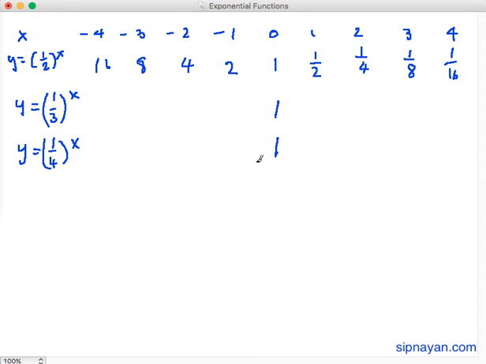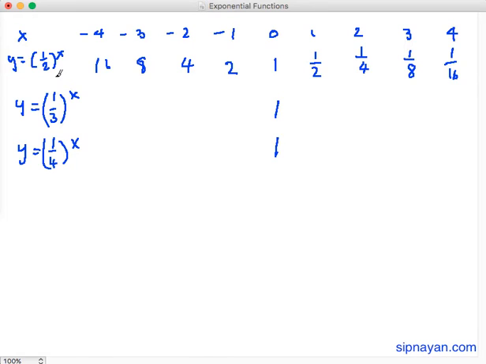Ano bang pagkakaiba ng 1/3 raised to x dun sa 1/2 raised to x? Anong pagkakaiba nila? Ng dalawang functions na yan. Hindi ko na sinasabi yung buo, no? But the correct reading is y equals 1/3 raised to x. No? Anong pagkakaiba na dun sa y equals 1/2 raised to x?